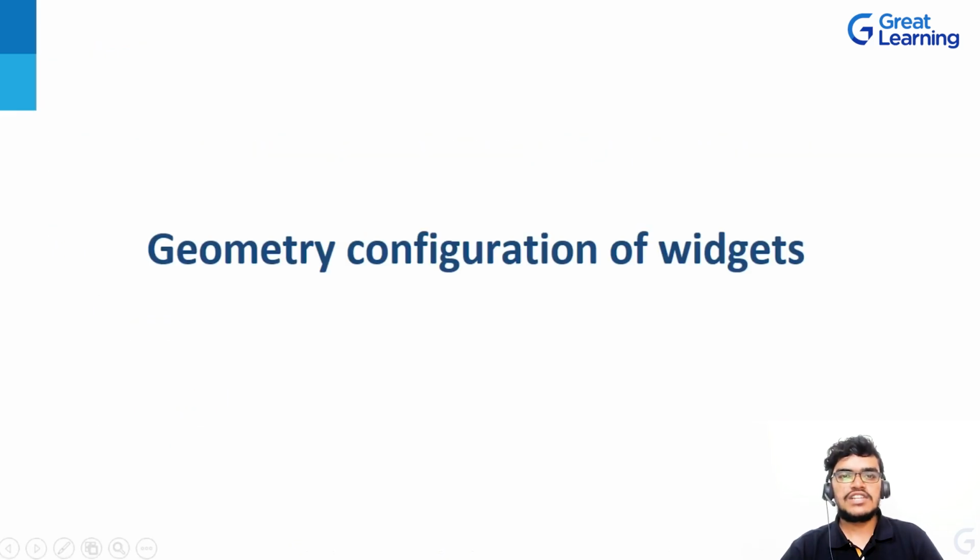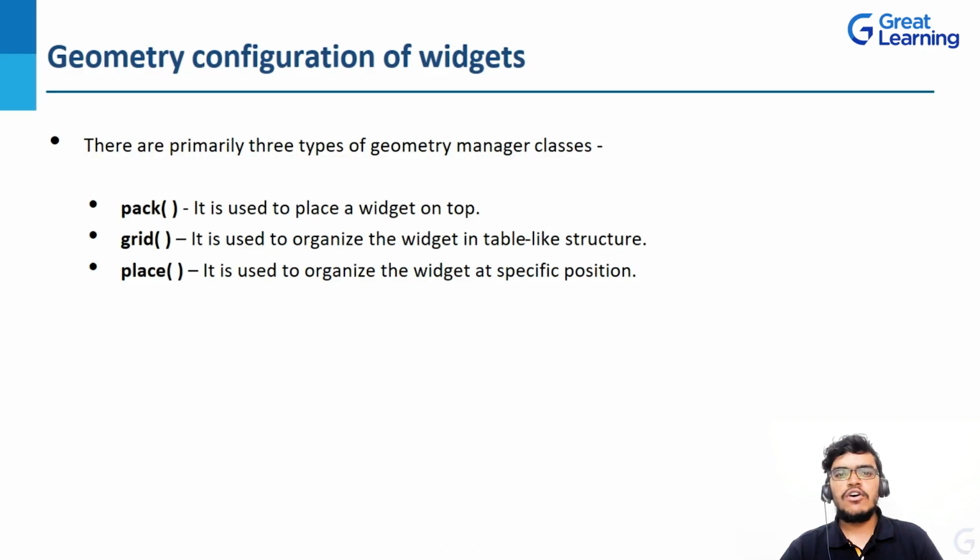So now let's understand the geometric configuration of widgets. So we have already got the idea about widget, but if you want to organize the widgets, so we need a geometry manager classes. So primarily we are having three types of geometry manager classes, that is pack, grid and place.